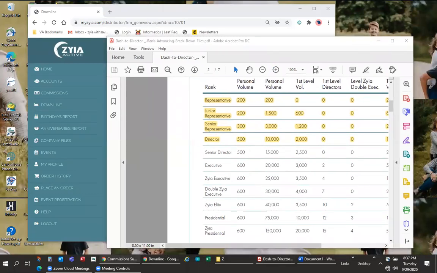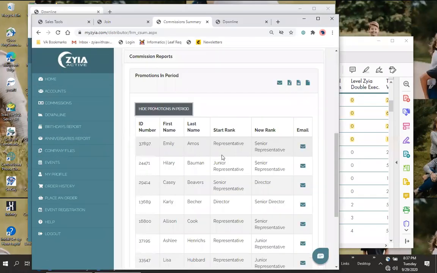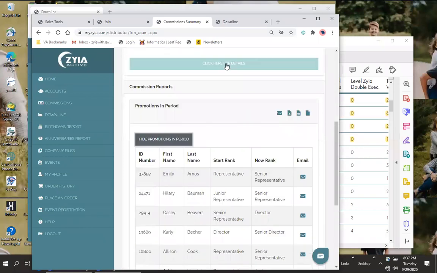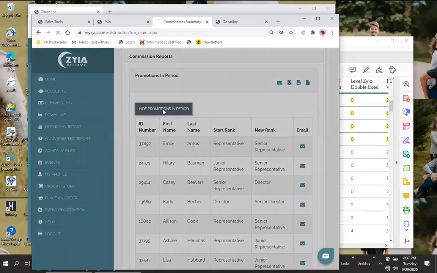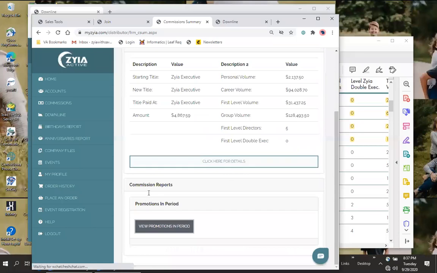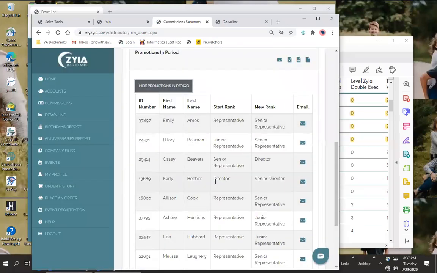Okay, here it is. So when you go to your commissions report, summary commissions, there's a promotions button here. I already clicked it, and it shows you who promoted this month. Okay, I don't know why you'd hide for period. Yeah, so view promotions in period. And this is after the month's over, though. So you can email them and tell them congrats, or if you send gifts out for a certain level, this is a quick way to know who on your team ranked and what they ranked to.